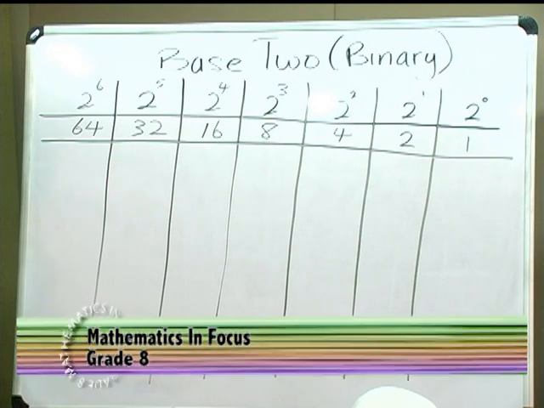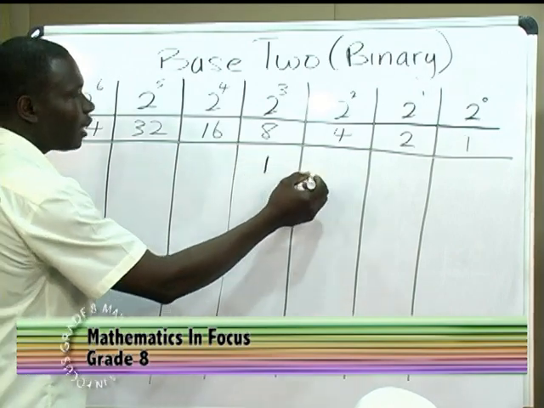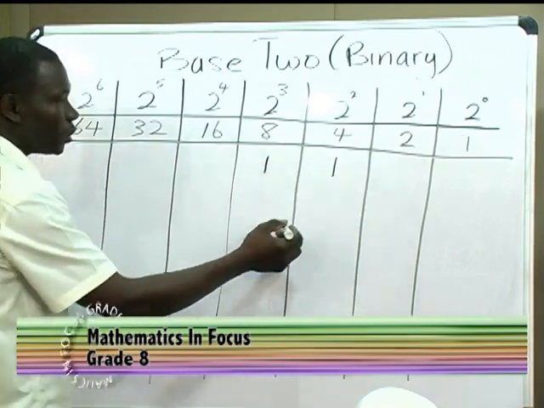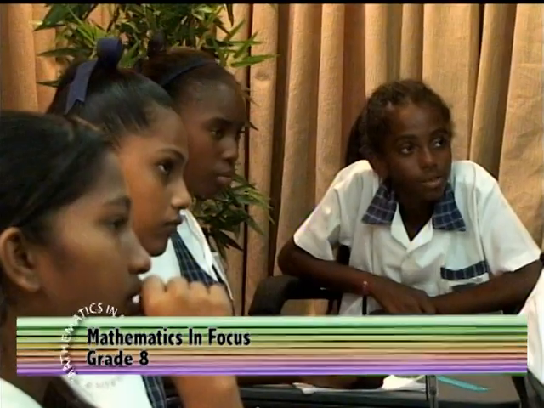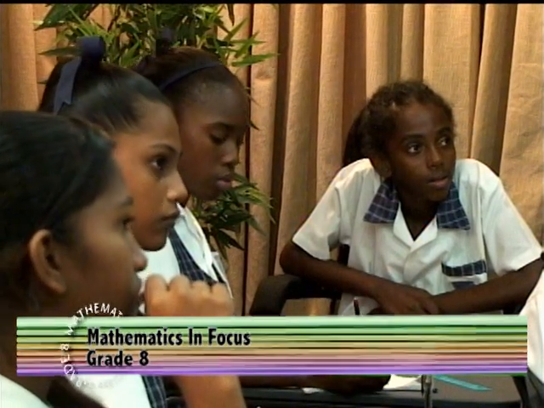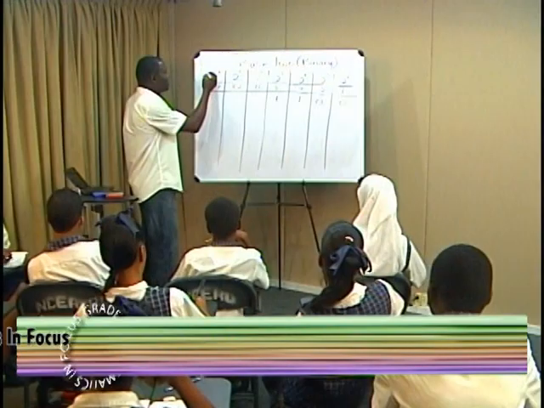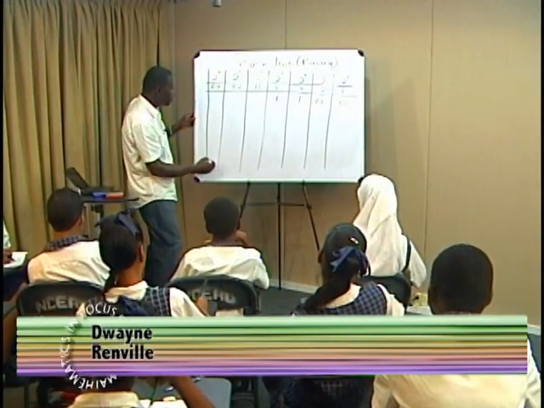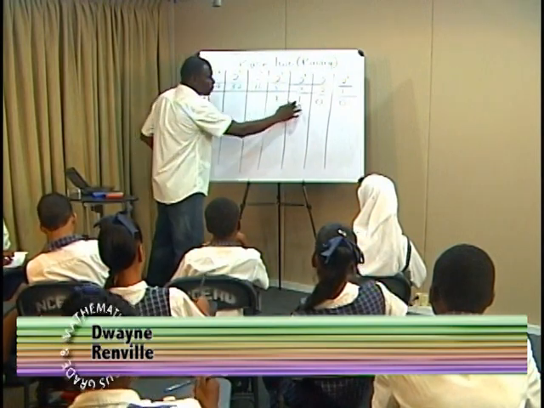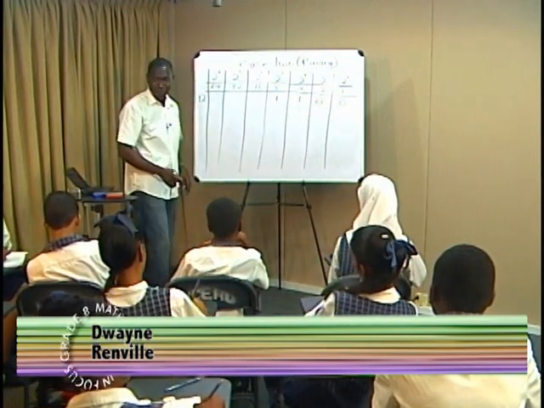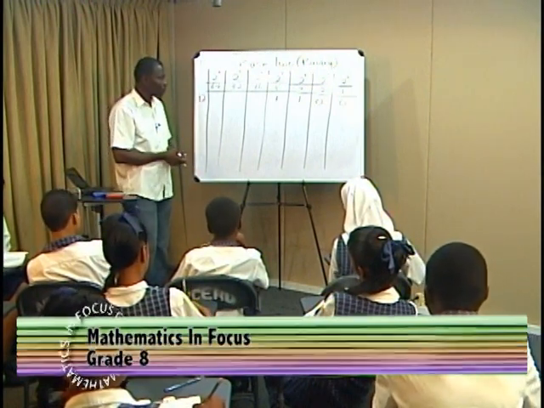8 and 4. So we say that we need 1 8 and we need 1 4. Do we need any 2? No. Do we need any 1? No. Good. So then we can say that the number 12 in base 10 can be written as 1100 in base 2. And that's how we can easily change from base 10 to base 2.